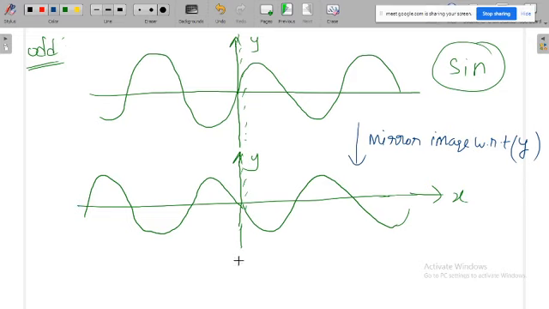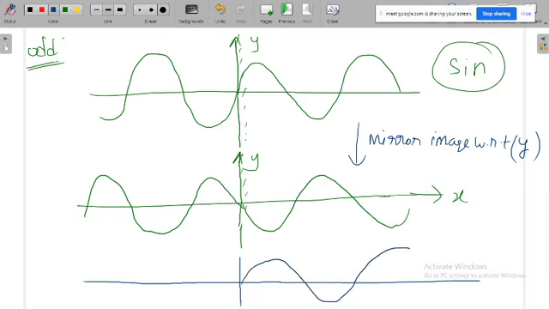Anybody? When I apply the amplitude reversal, it is the x axis. Yes, that means it is the mirror image with respect to the x axis. So for this diagram, if you apply the mirror image with respect to the x axis, you will get this diagram. Again, you compare the first diagram and the second diagram, both are the same.